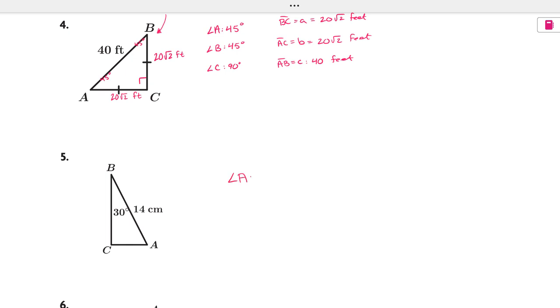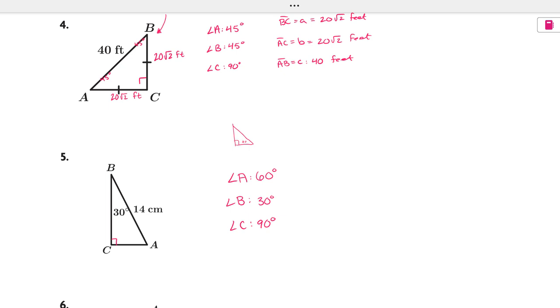So let's do angle A, angle B, and angle C. Remember, the directions still apply that C is 90 degrees. And if B is 30 degrees, that makes A 60 degrees. So this is a 30, 60, 90 triangle. So it might be helpful to remember those ratios for 30, 60, 90.